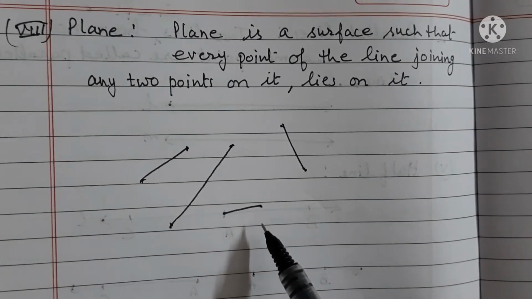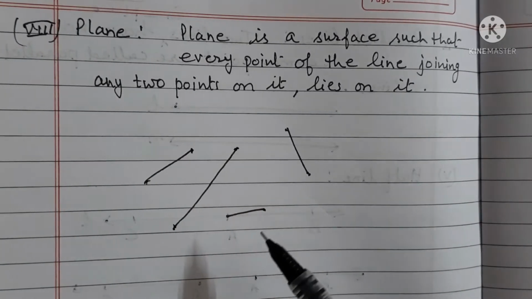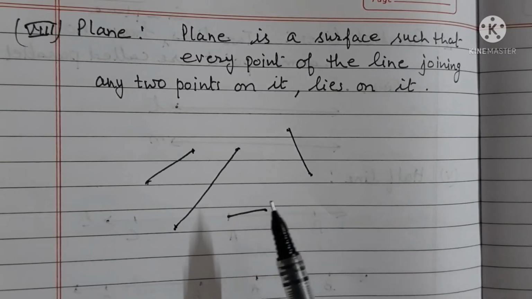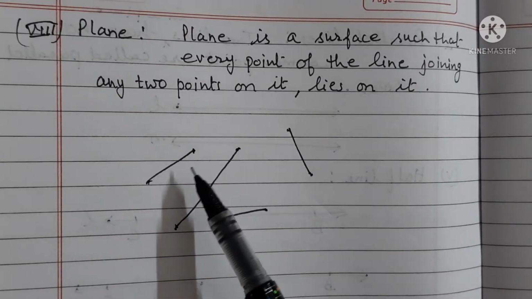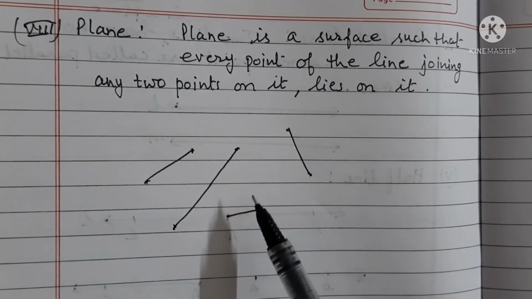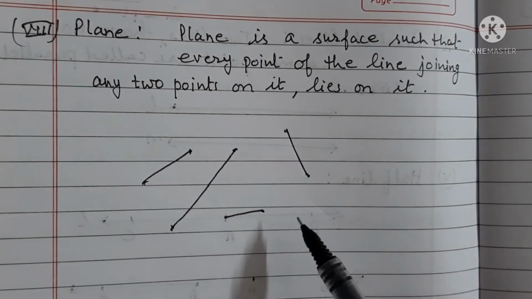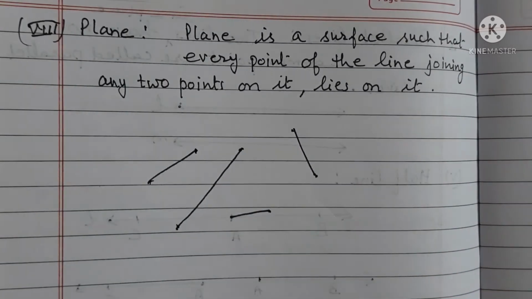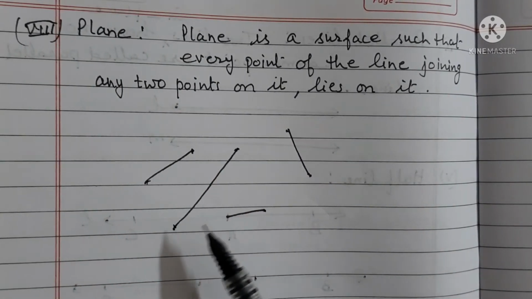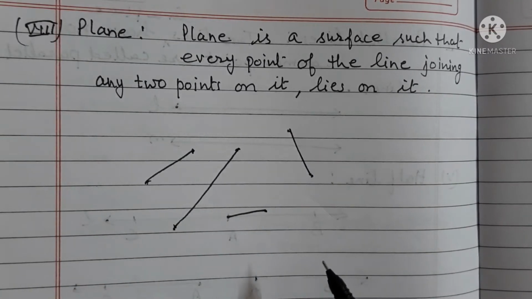Geometrical plane will extend endlessly in all the directions, but such type of plane we are taking only to show the line segment. We can represent the line segment on the plane, and such type of planes are limited, but geometrical plane endlessly extends in all the directions.